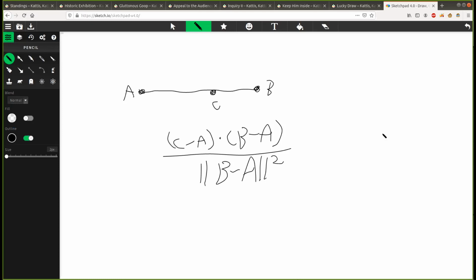So that's how I computed that. That tells you what fraction this length is of the total length. Are there any questions about K? No, cool.